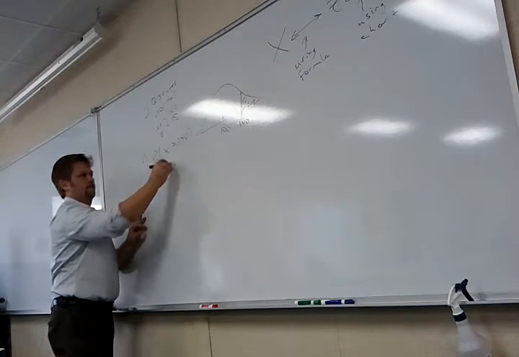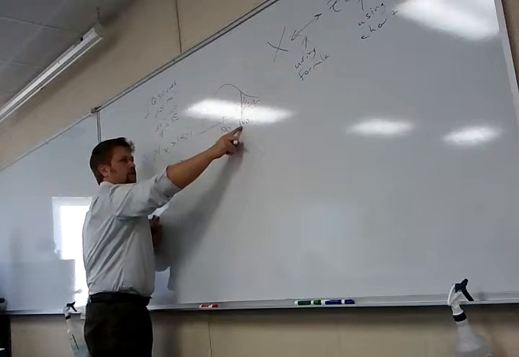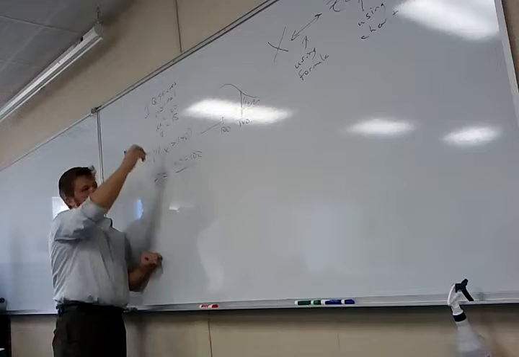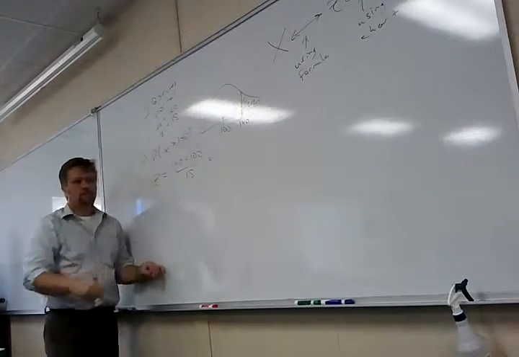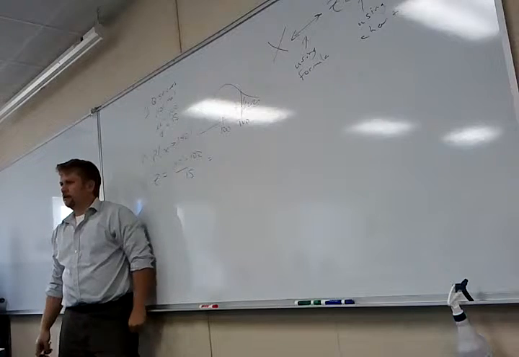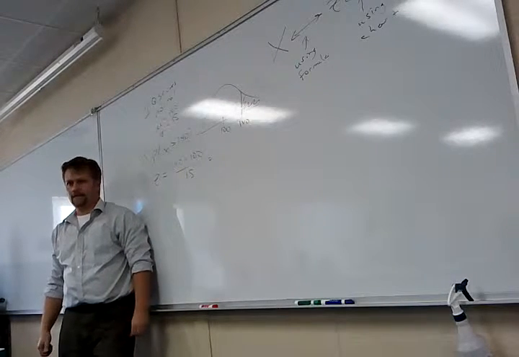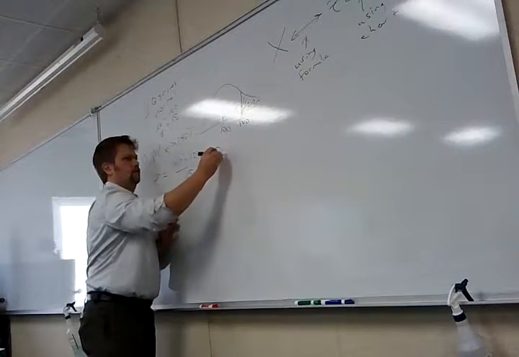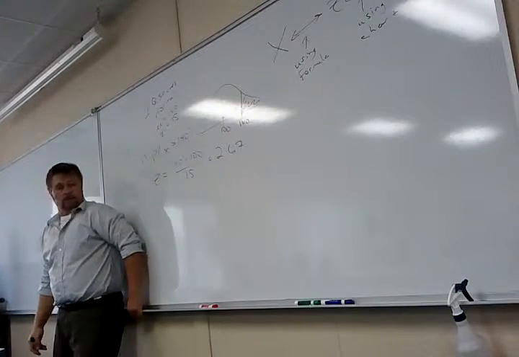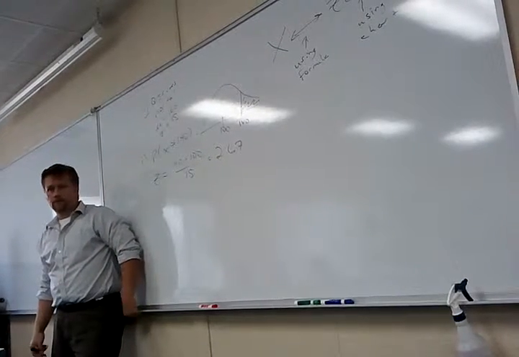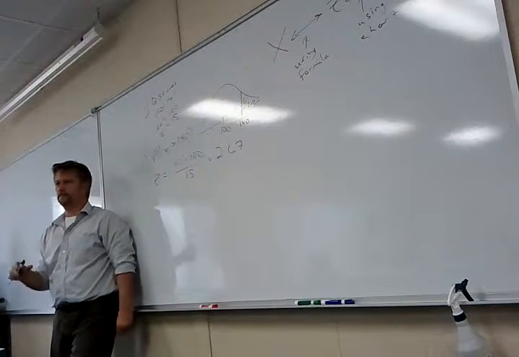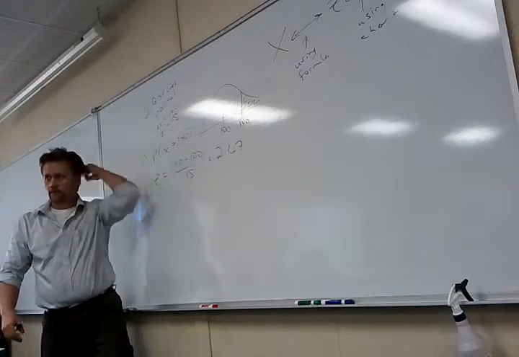140 minus 100. Beautiful. My data point that I'm interested in, minus the mean, divided by 15. I love it. What do you get there? 2.67. 2.67 sounds about right. So what do you get when you look that z-score up? 0.9962. All right.